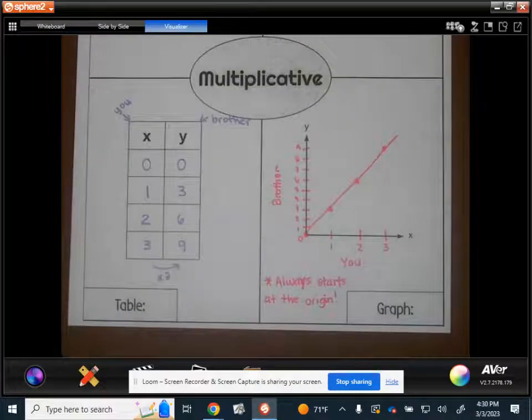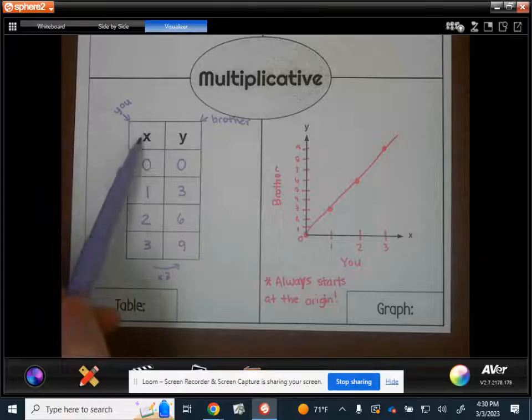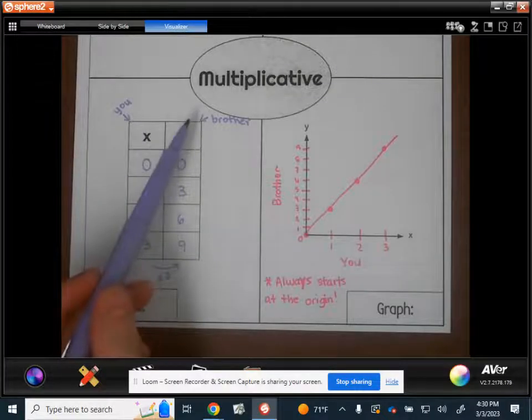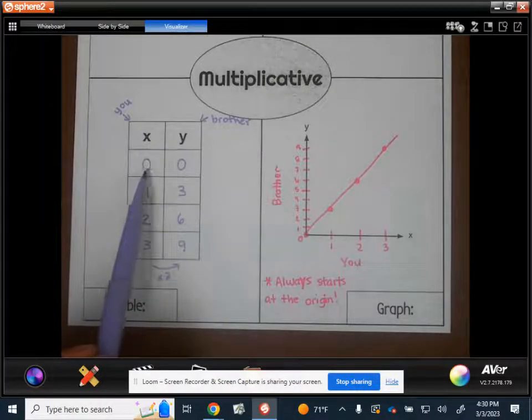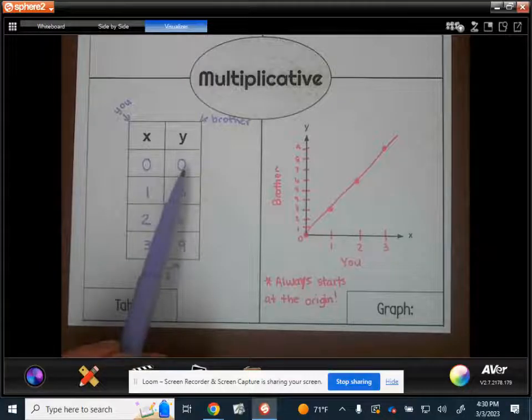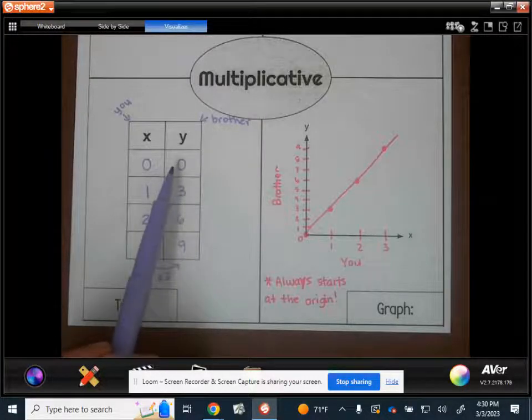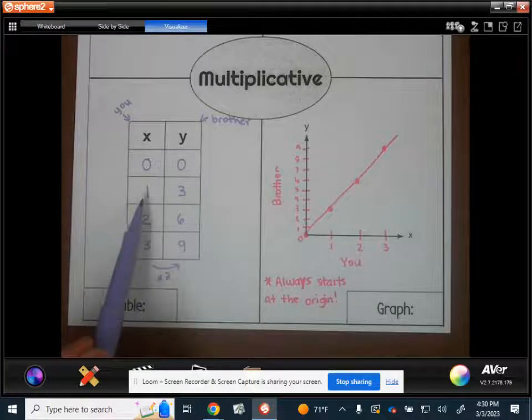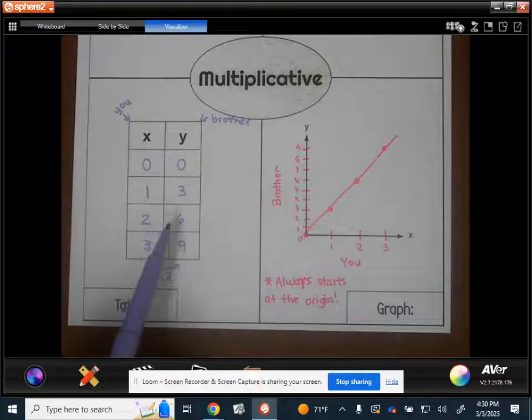Just like additive, we can show these in the form of a table or a graph. Again, x is you, y is your brother. If you didn't study at all, in this case, your brother actually didn't study at all either because 3 times 0 is 0. But if you studied an hour, he studied 3 hours. If you studied 2 hours, he studied 6 hours. And if you studied 3 hours, he studied 9 hours. You see that for all these x's, we're multiplying by 3 to get the y values.